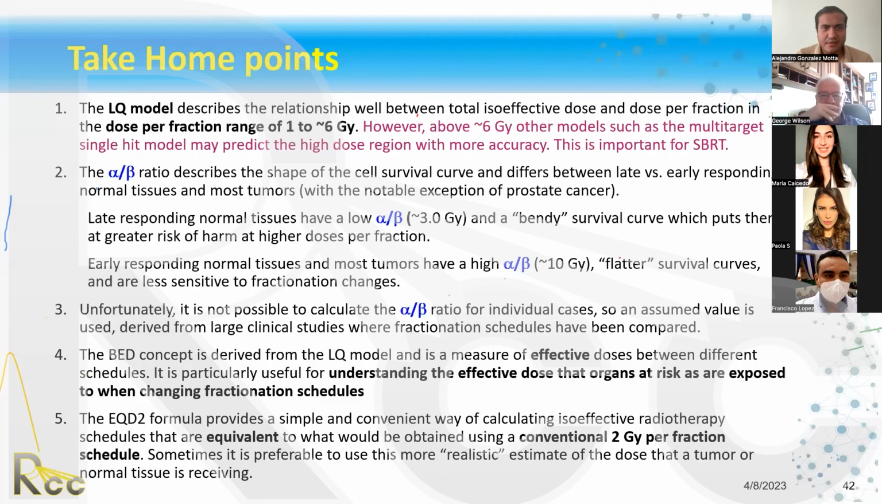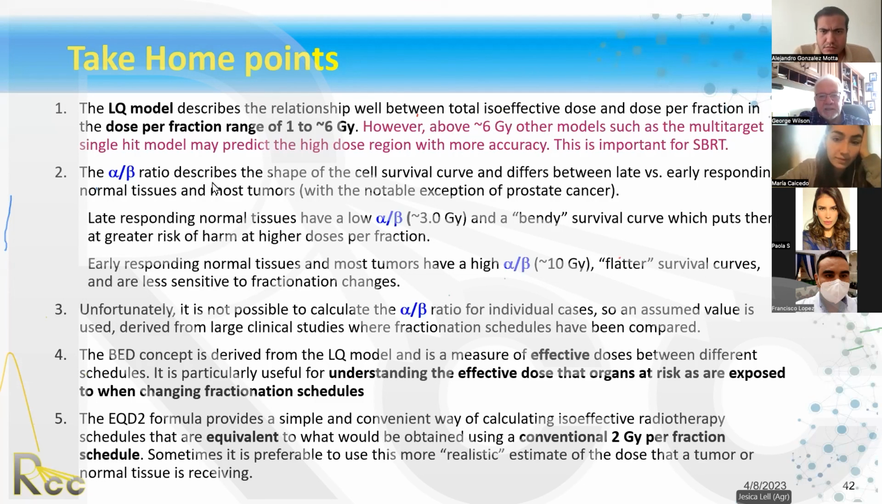So these are the final take-home points. The LQ model describes the relationship between the total iso-effective dose and dose per fraction, particularly in the range of about 1 to 6 gray. But above those 6 gray per fraction, other models, such as a multi-target, single hit model, may predict that high dose region better. That's quite important when we're looking at SBRT.